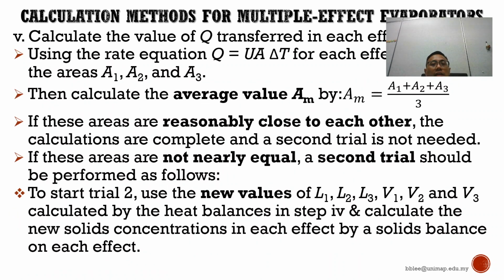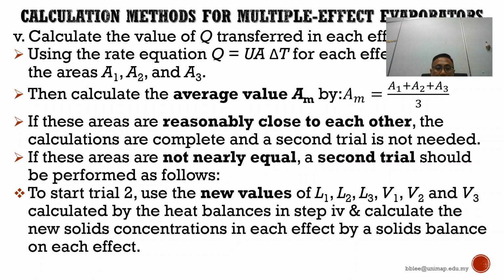Now calculate the value of Q transferred in each effect using the rate equation, Q equals UA delta T, the heat transfer rate equation. For each one, calculate the areas A1, A2, and A3. Then calculate the average surface area, A1 plus A2 plus A3 divided by 3. If these areas are reasonably close to each other, the calculation is complete and the second trial is not needed. Close means within around 5 to 10%. If not nearly equal, the second trial should be performed as follows.